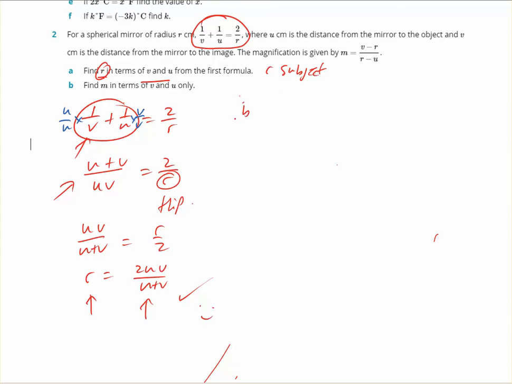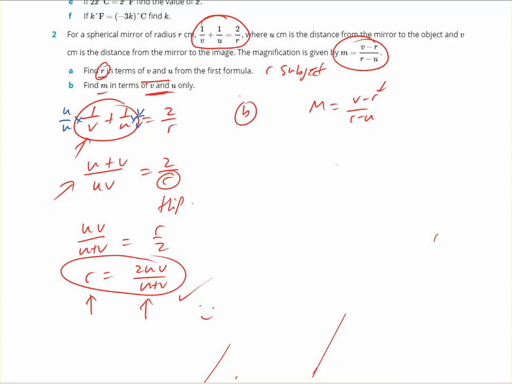For part B, find M in terms of U and V only. What's M? M is given by this formula. M is equal to V minus R on R minus U. Now, we don't want Rs because it says we want it in terms of U and V only. So how do I get rid of the R? Oh, hang on. In the previous question, we've written what R is in terms of U and V. So it's basically a substitution question.